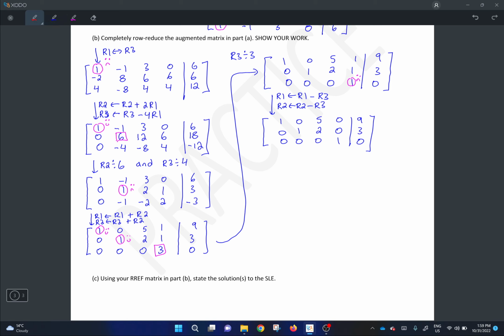I'm going to put a little t label here. That's a parameter, since there's no leading 1 in column 3, and we can't create a leading 1 there. So this is done.